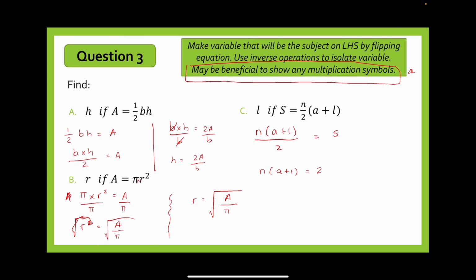like this. What we could do is expand, but a better way is dividing both sides by n, because we're trying to solve for l in this case. By dividing both sides by n, that will get rid of this. Therefore it will become A plus l is equal to 2s divided by n. And what we'll do now is subtract both sides by A. So that will cancel that. Therefore your final answer is going to be l is equal to 2s over n minus A as the answer.